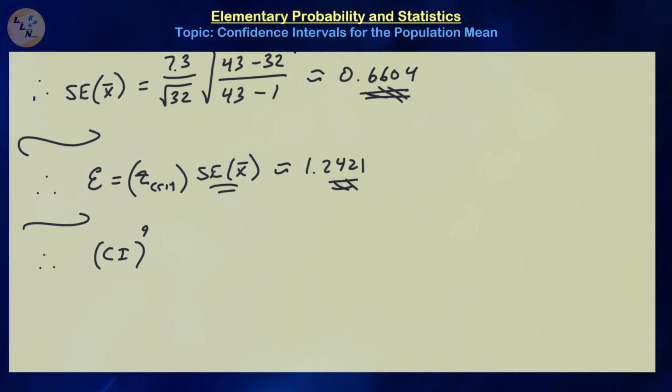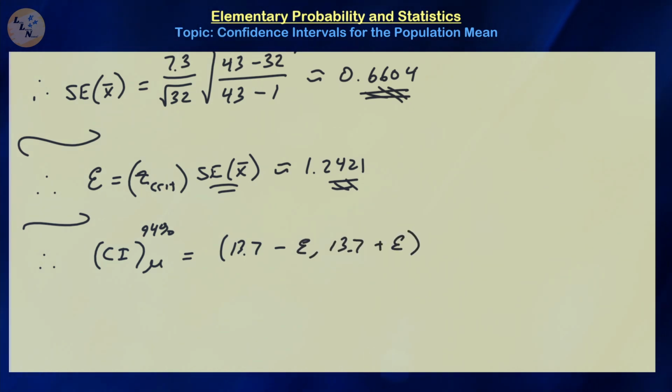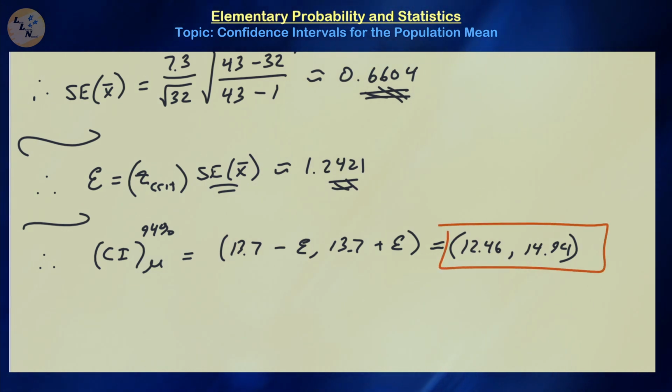So again, this is going to be a 94% confidence interval for the population mean mu, which is always going to be equal to point estimate, our x bar, minus our margin of error, point estimate x bar, plus margin of error, which is going to come out to finally 12.46, 14.94. So that is our 94% confidence interval for population mean mu.